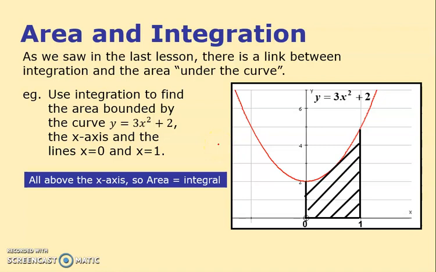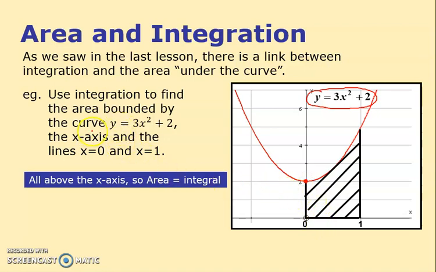And in the last lesson, we did actually see this link, that integration and area under a curve were linked in some way. So this first question says, use integration to find the area bounded by the curve y equals 3x squared plus 2, which very kindly has been drawn for us. So that's my curve. Notice this is a parabola, quadratic shape, hitting at 2.